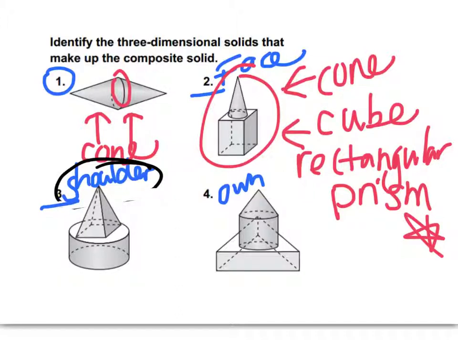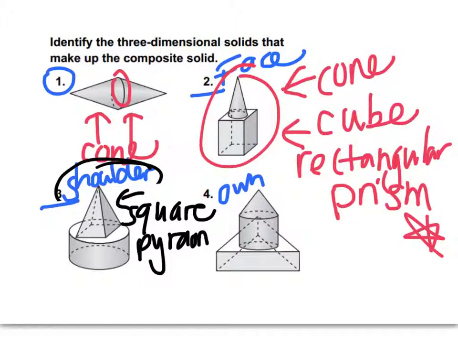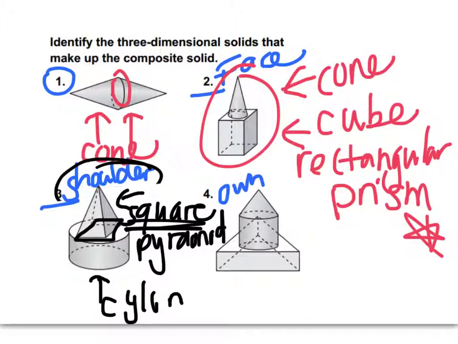Excellent. We are looking for a pyramid. We're going to be super specific and even say square pyramid, because our base is going to be a square. If you forgot to put square in there, get that right there. And then lastly, we're looking for cylinder.